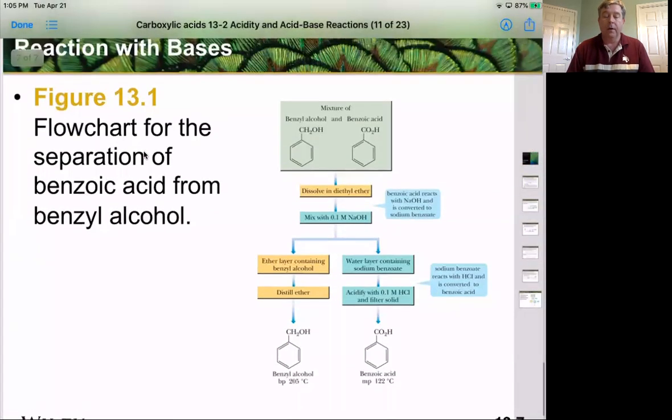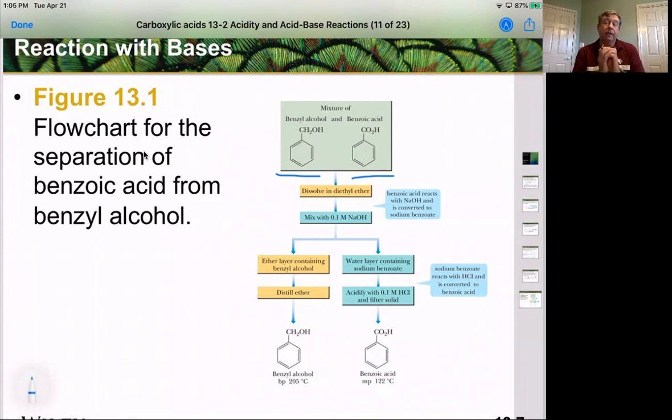Okay, so one of the things about the acidity of the carboxylic acid is that you can use this acidity to help separate it from other compounds. For example, alcohols are not acidic enough to be deprotonated by sodium hydroxide, but carboxylic acids are. So if you have a mixture of an alcohol and a carboxylic acid, you can separate them using that acidity to your advantage. For example, you can mix benzyl alcohol right here with benzoic acid and dissolve them up into a nonpolar solvent like diethyl ether. They both dissolve in that.